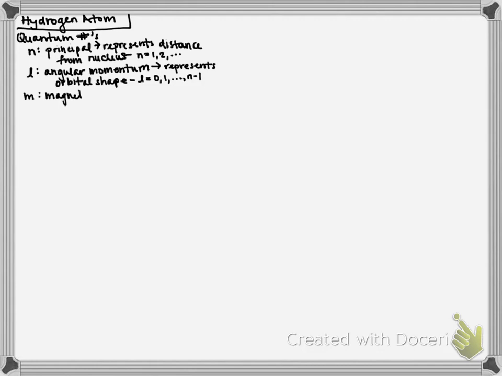And the last quantum number is m, the magnetic quantum number, and this represents the orbital orientation, or which direction the orbital is facing. And m has allowed values of 0, plus or minus 1, plus or minus 2, all the way up to plus or minus l. So let's talk a little bit more about this magnetic quantum number. Maybe you remember angular momentum from physics, maybe you don't. But it's kind of strange.